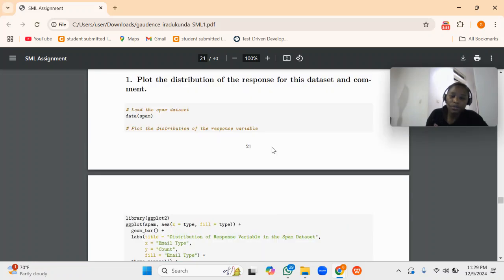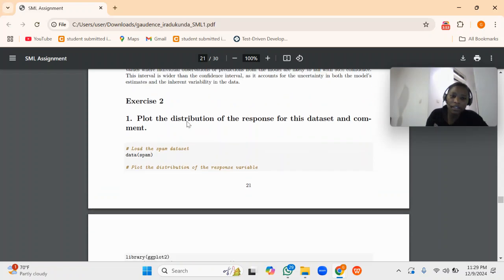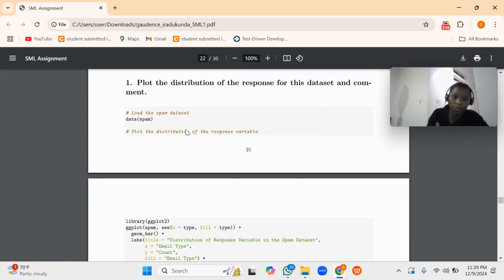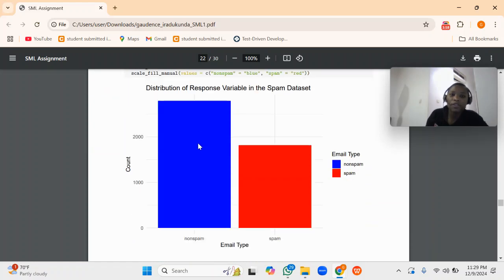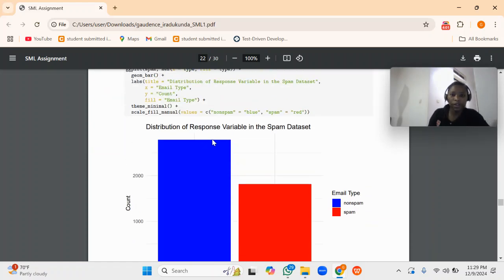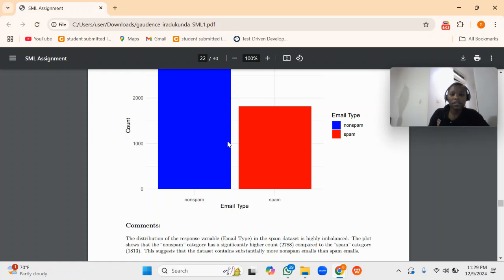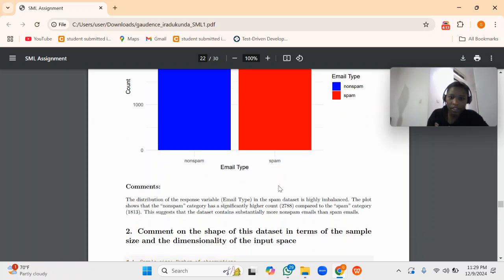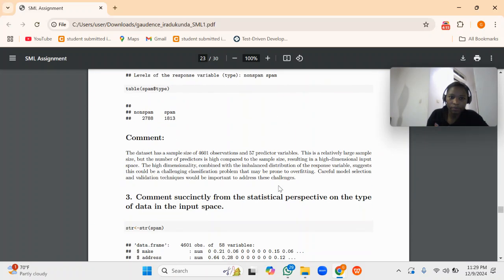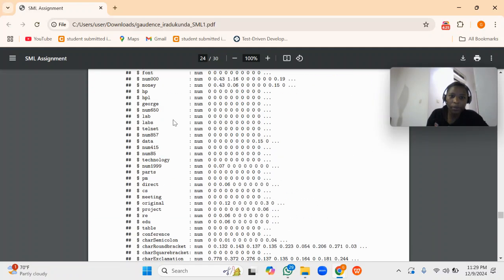Coming to exercise 2, this is a classification problem since our dependent variable is binary. After plotting the distribution of the response variable, we can see that it's an imbalance problem. We have a large number of non-spam emails and a smaller number of spam emails, so it's imbalanced and it's no good.